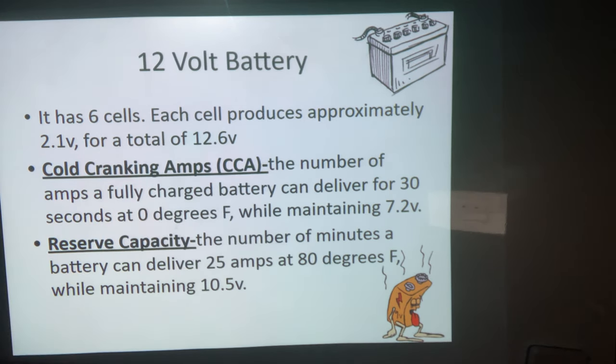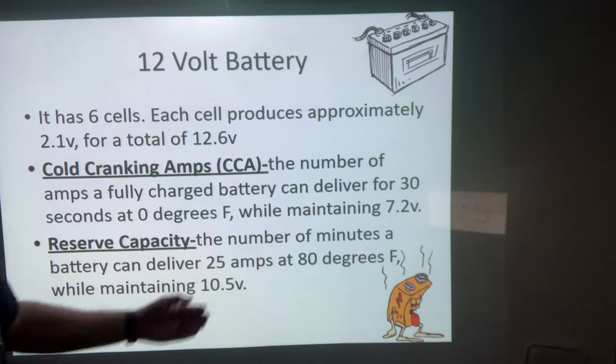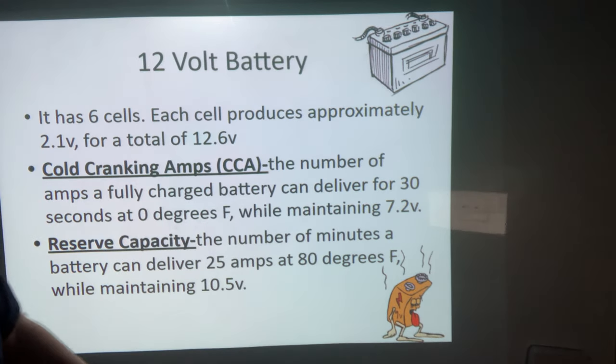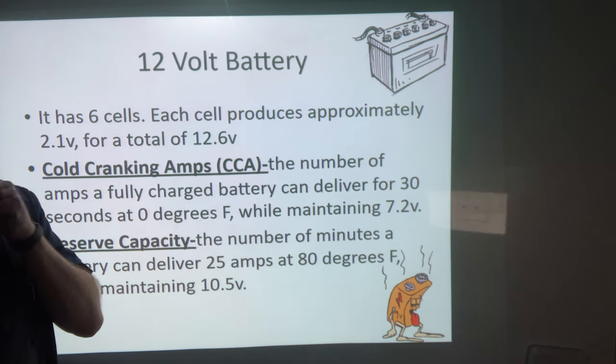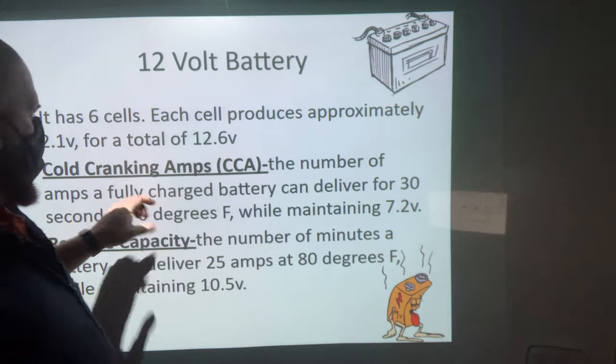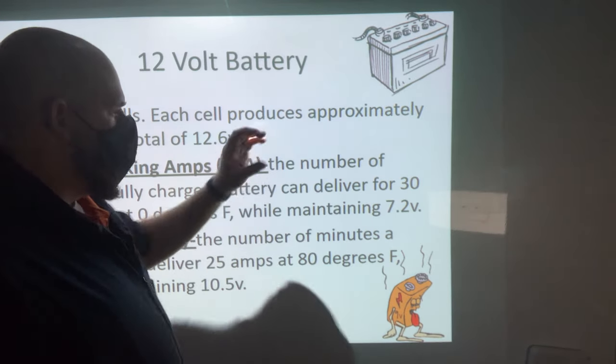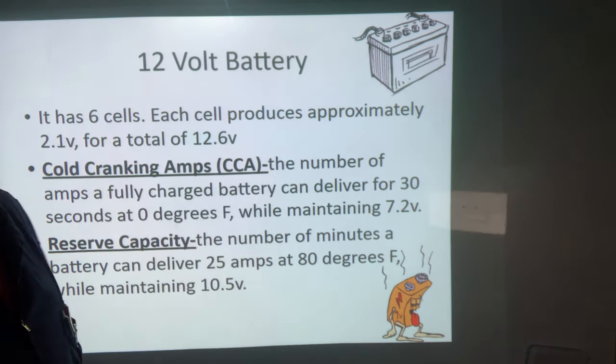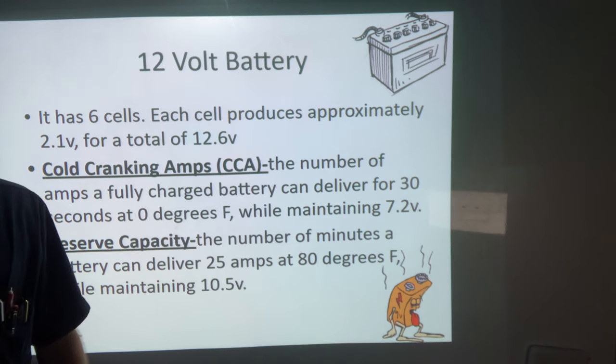CCA: the amount of amps a fully charged battery can deliver for 30 seconds at 0 degrees Fahrenheit while maintaining 7.2 volts. Anybody ever seen that on a battery? Usually it says cranking amps or cold cranking amps. Ever seen it on the top? Next time, look at a battery. I'll show you out here in the shop. It should have a sticker on it that has CA and then CCA, cranking amps and cold cranking amps.